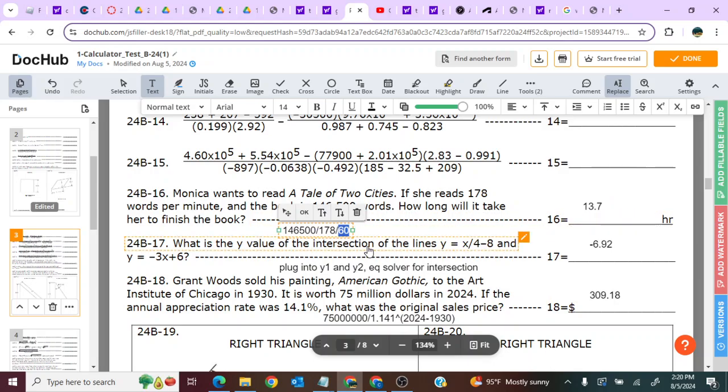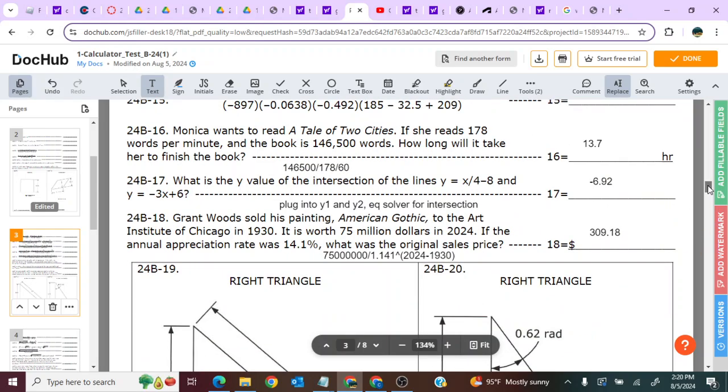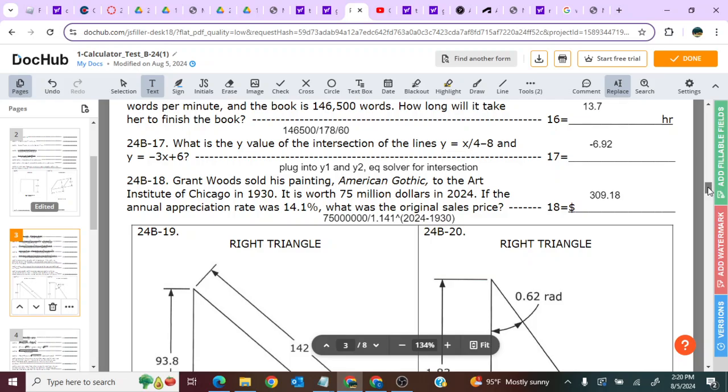What is the y value of the intersection of these two y lines? Just plug them into y1 and y2, use EQ solver, and you will easily find the x intersection, and then just plug that x value back in. And you get negative 6.92.